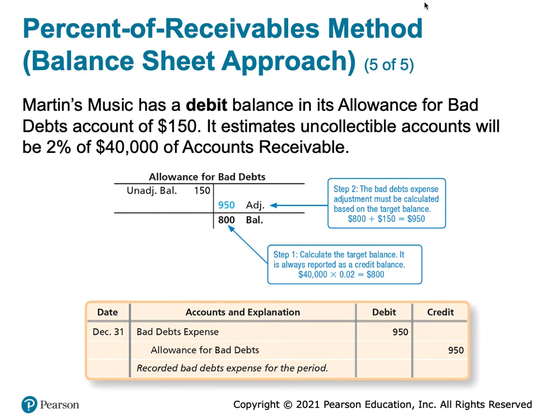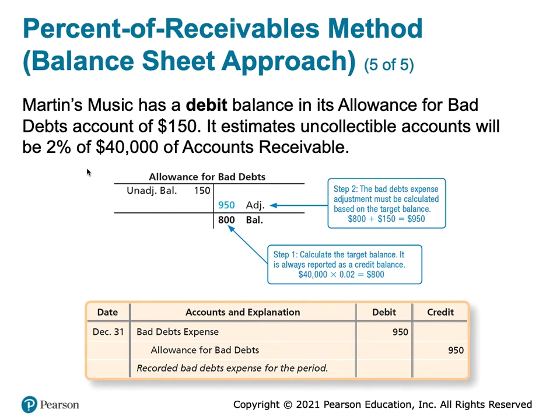Okay. So in this example, we're looking at the percent of receivables method. However, the allowance for bad debts has a debit balance. So the unadjusted balance is a debit balance. And all that means is that last year when we did an estimation, we underestimated. And so we used up the entire amount and then have gone into the debit side.